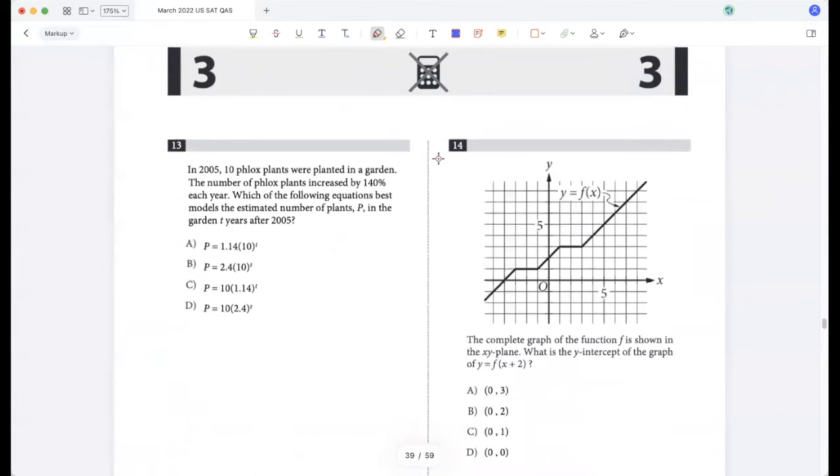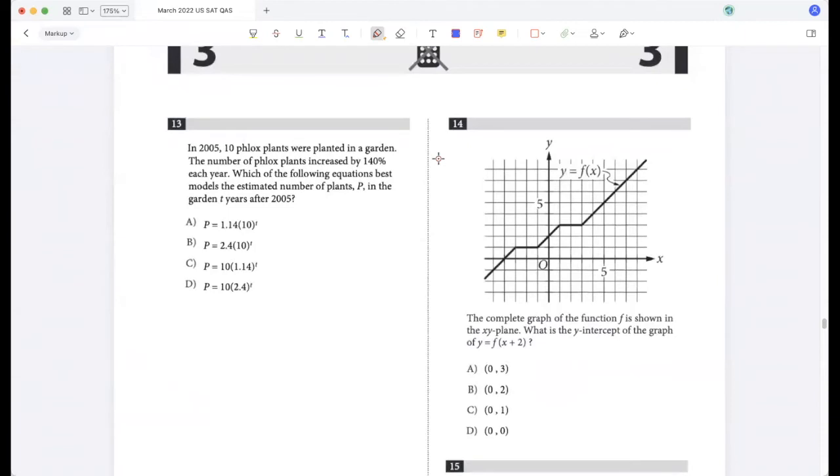In 2005, 10 phlox plants were planted in a garden. The number of phlox plants increased by 140% each year. Which of the following equations best models the estimated number of plants in the garden T years after 2005?